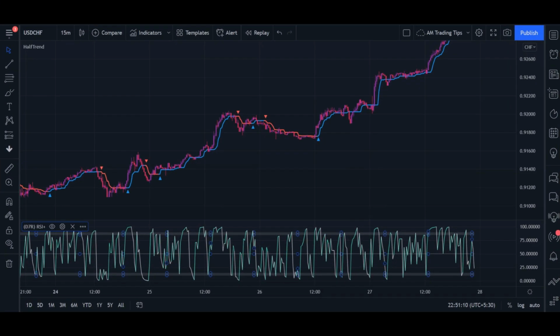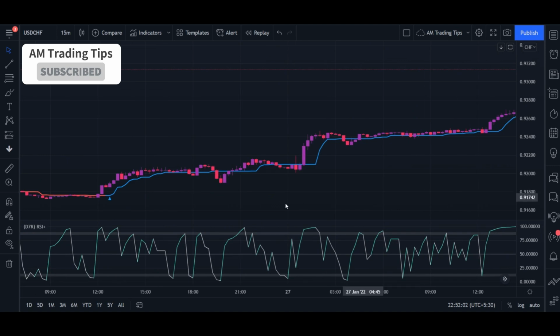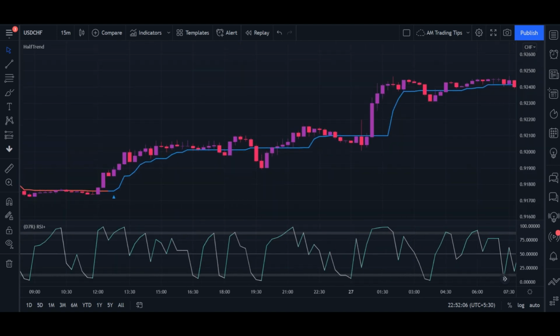Now let us talk about the second indicator that we will use in this strategy. That is the RSI indicator. The RSI stands for Relative Strength Index. As the name suggests, the RSI indicator shows the relative change in price over a particular period of time. The default settings for the RSI are set to a 14 period. Therefore, the RSI shows the relative change in the price over the last 14 candles.